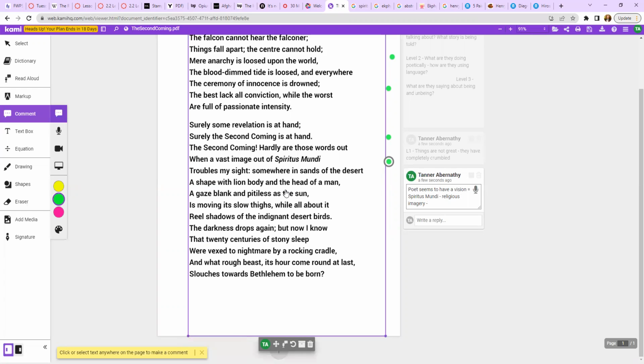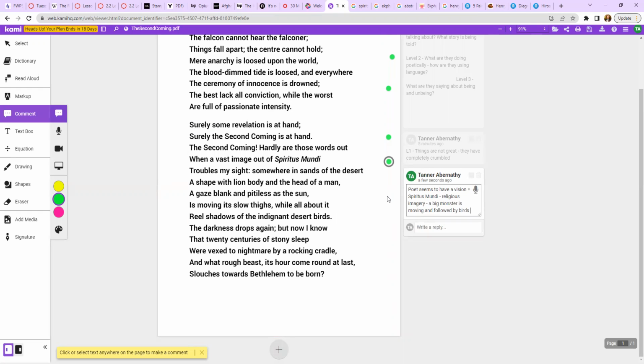A gaze blank and pitiless as the sun is moving its slow thighs while all about it reel shadows of indignant desert birds. So a big monster is moving and followed by birds. I'm thinking, this might be level 2, but typically when birds follow, it's to pick up bits of flesh. If there's a war, the next morning the battlefield will be swarmed with different birds who are there to get a free meal. That's how I'm seeing these birds here. And they're indignant. They're not going to apologize for what they are.